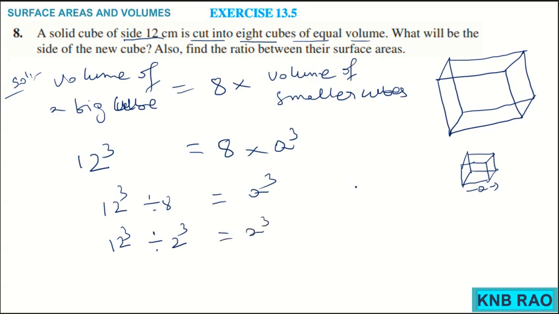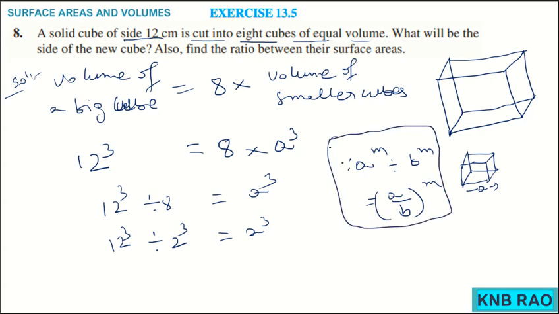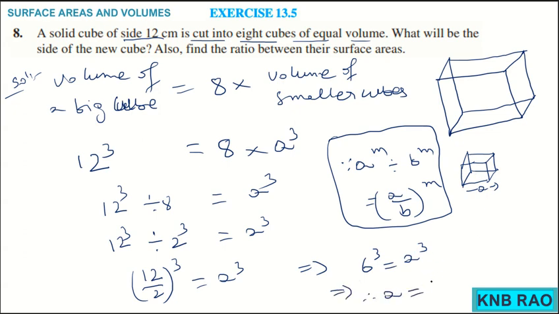Children, you know that a power m divided by b power m can be written as a divided by b whole power m. So, the law of exponents we have learnt. So with that I can say 12 by 2 whole cube is a cube. That means 12 by 2 is 6 cube equals a cube. It implies therefore the edge of the small cube is 6 centimeter.